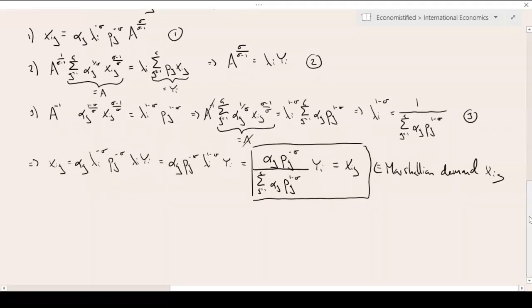There's a couple of things we can note here. If we multiply both sides by pg, so I'm just going to rearrange, and divide both sides by the consumer's income, we get the consumption share of good g on the left-hand side, and that is equal to alpha g pg to the 1 minus sigma, and the denominator is unchanged.